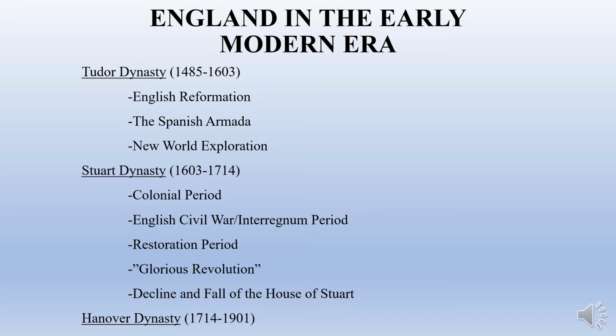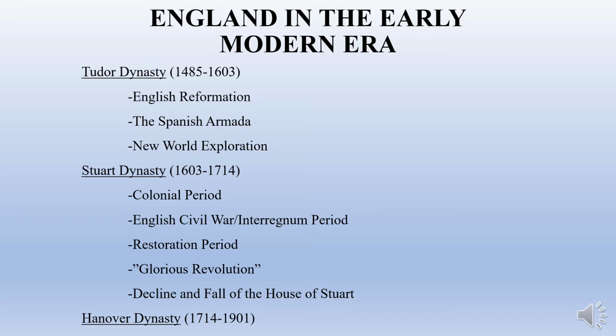Some of the things we will talk about under the Tudors are the English Reformation, the Spanish Armada, and New World exploration. We will then move on to the Stuart dynasty, who will reign over England from 1603 to 1714, and we'll look at the American colonial period, the English Civil War and interregnum period, the Restoration period, the Glorious Revolution, and finally the decline and fall of the House of Stuart.